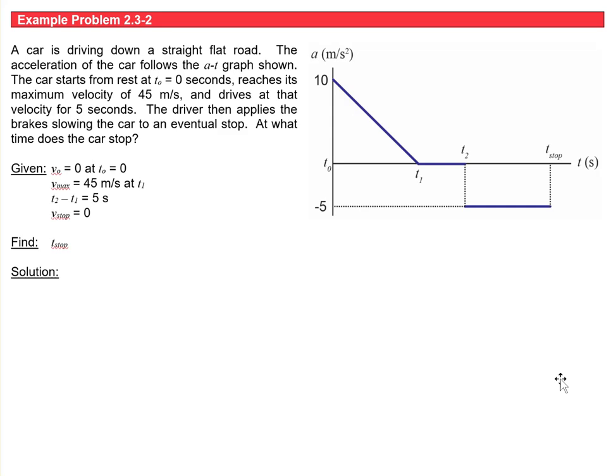At what time does the car stop? All right, so we know the car starts at rest and ends at rest. It hits a maximum velocity of 45 meters per second, and the time that it travels at that velocity is 5 seconds. So you can see from the acceleration curve, right, the velocity starts from rest, it accelerates until it reaches a maximum velocity of 45, travels that for 5 seconds, then brakes until it comes to a stop.